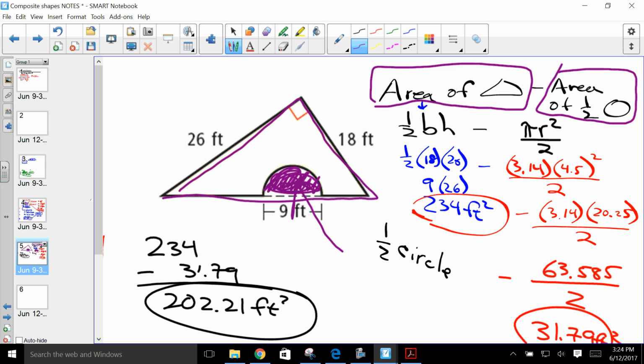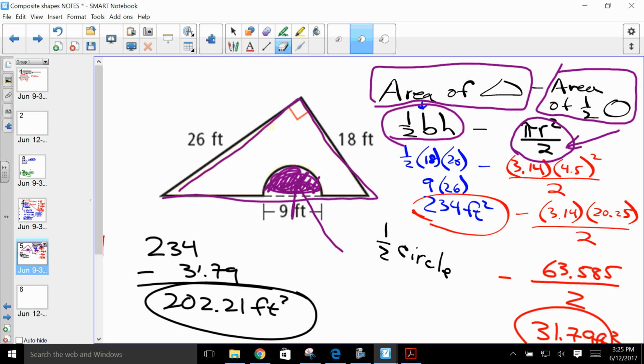Here's your formula for the area of the whole triangle: 1/2 base times height, minus the area of a circle, pi r squared. But notice what I'm doing right here. I'm dividing it by 2 because I only have half a circle, so I'm chopping it in half.